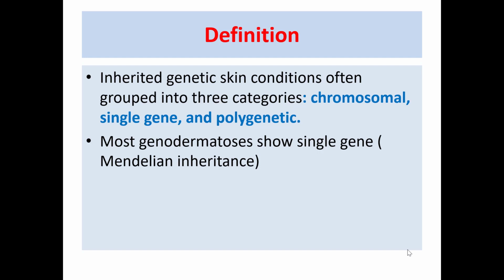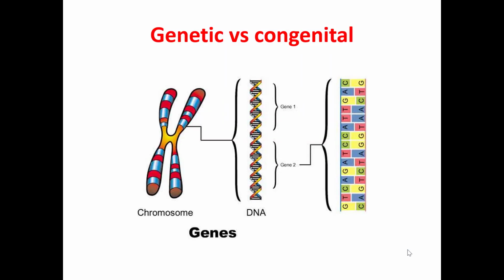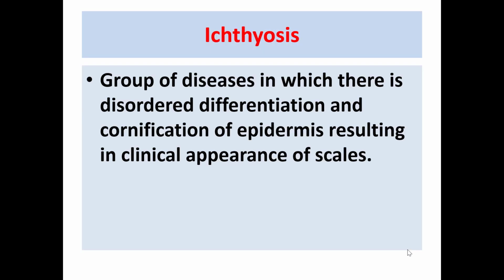What we will be discussing is the genetic dermatological disease, a disease due to a genetic abnormality. This abnormality could be either in a single gene, multiple genes, for example, atopic dermatitis, or it could be chromosomal, for example, Down syndrome, where we have an extra chromosome.